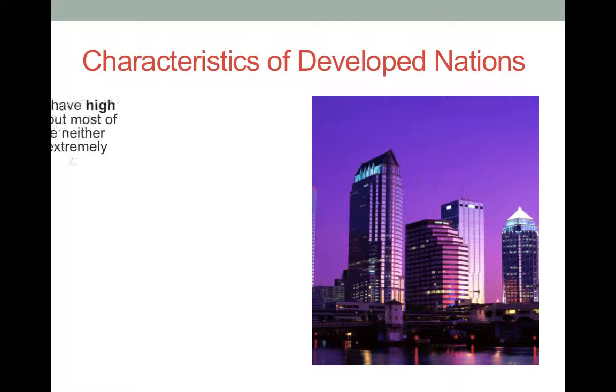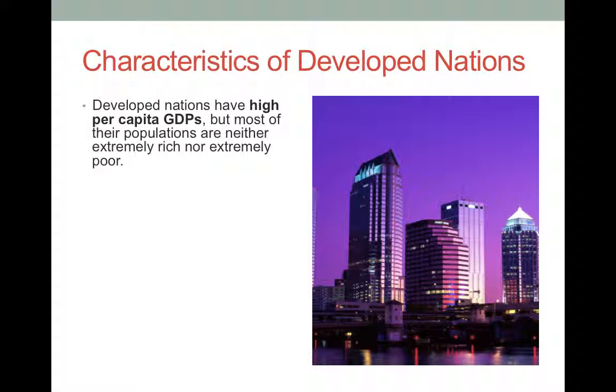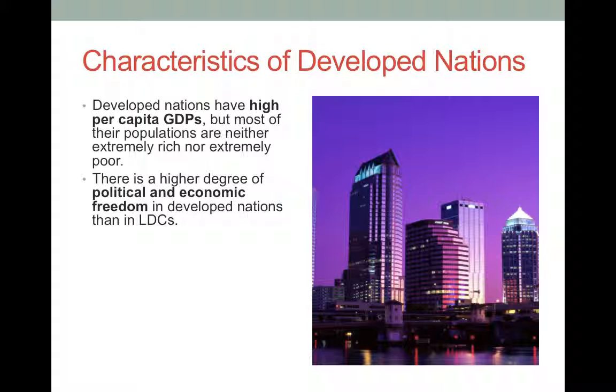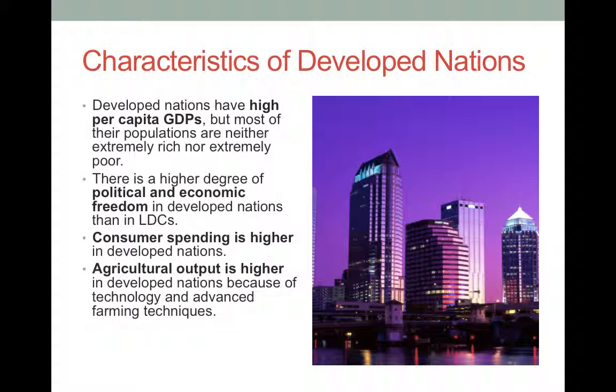Some characteristics of developed nations are high per capita GDPs, but most of the population are neither rich nor extremely poor. There is a higher degree of political and economic freedom in nations such as these. Consumer spending is higher, and agricultural output is higher because of advanced technology and farming techniques. And only a small portion of labor is needed to farm, freeing other people up to develop new and better methods of governing, producing, giving services, and so forth.